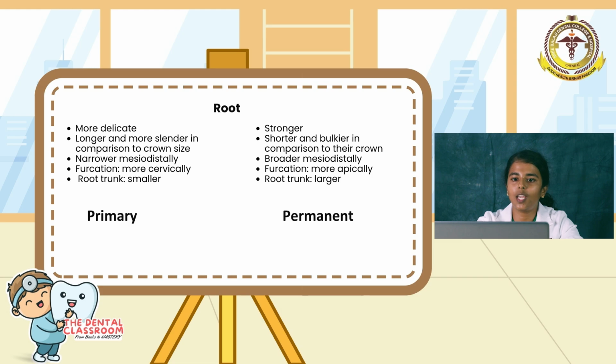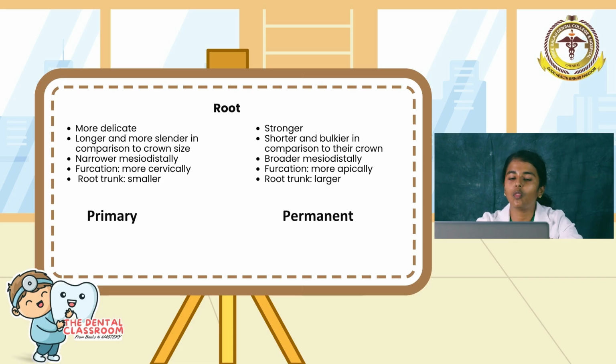Next, when we speak about the difference between the roots, they will be more delicate because of the minimal thickness usually seen in the dentin of the root. But in the permanent dentition, the roots will be much stronger because of the greater thickness compared to the primary dentition. The roots will be longer and more slender compared to the crown size in the primary dentition, but in the permanent dentition, the roots will be shorter and bulkier in comparison with the crown of that particular tooth.